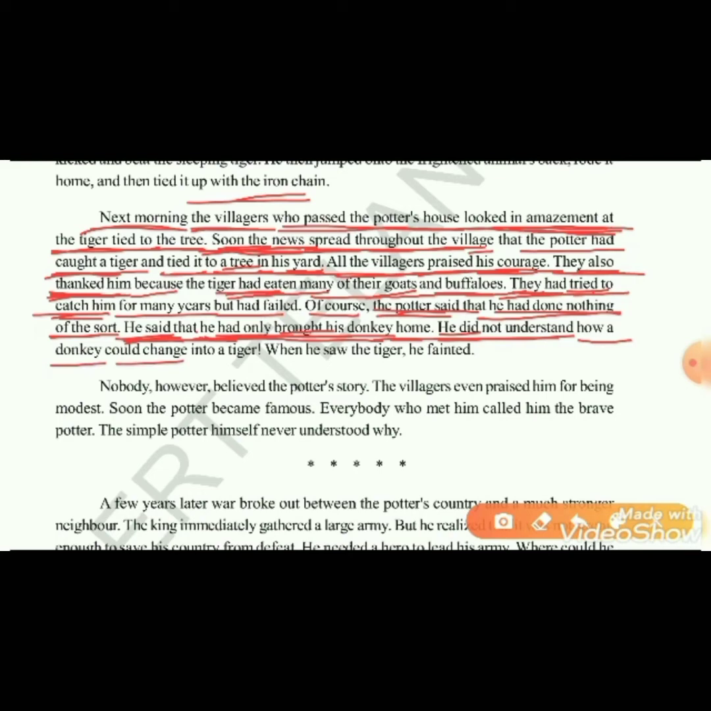What is the meaning of fainted? You will have to find out, children. I think you understand the whole episode, children. The potter searching for his donkey suddenly finds a tiger in the night and thinks that it is his animal. He brings it, ties it, and all people appreciate, and then he goes to see and suddenly finds that it is not a donkey but it is a tiger. And what happens to him? He falls down on the ground, fainted. He falls on the ground, fainted, my dear children. You understand? Yes.